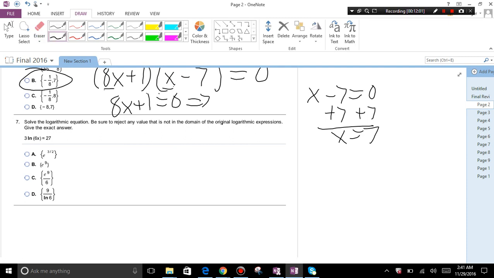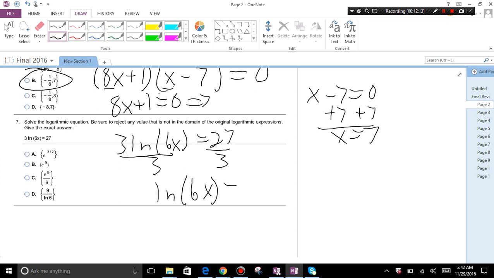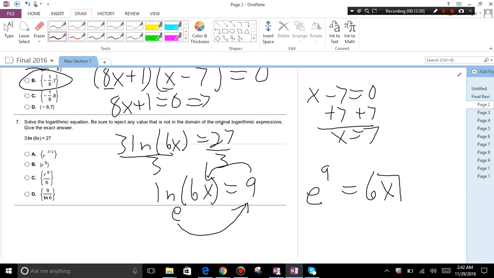Seven, we've done these, so it's 3 natural log of 6x equals 27. We're solving for x. We're going to divide both sides by 3. The natural log of 6x equals 27 divided by 3 is 9. We just have to remember here that the base is e, and so by definition, the base raised to the 9th power is equal to 6x. So e to the 9th power is equal to 6x, and we'll remember that we're solving for x.